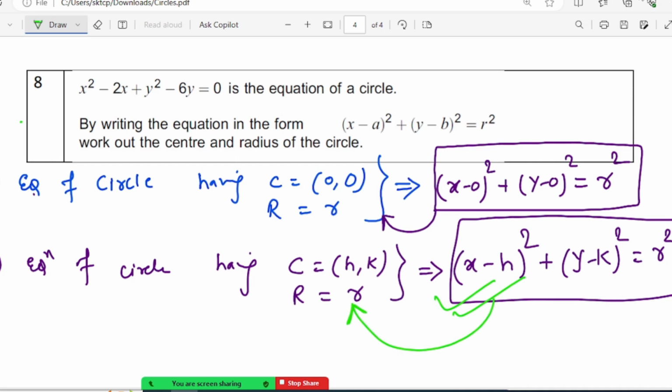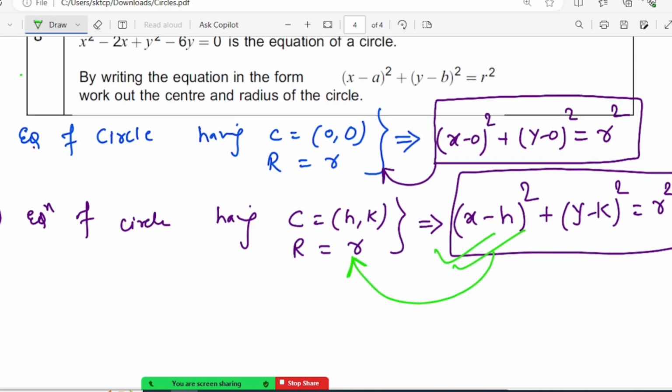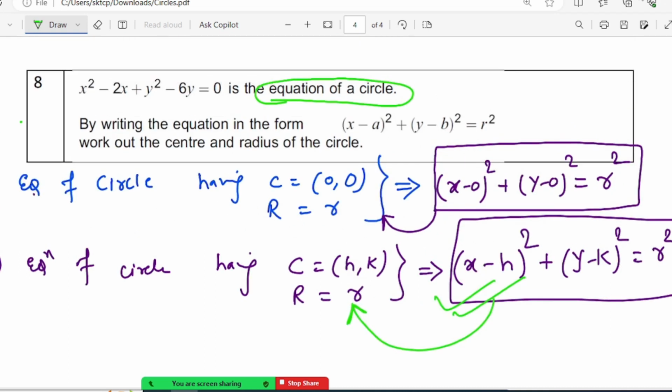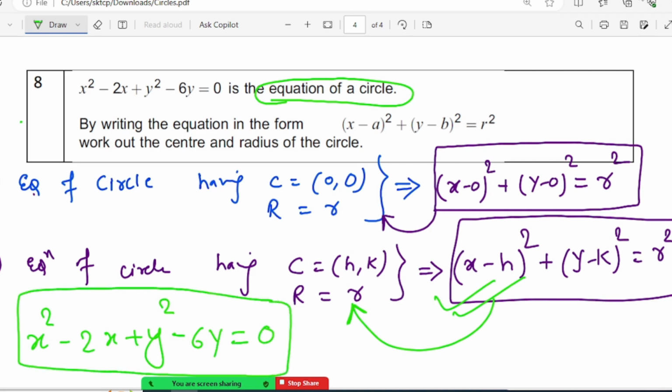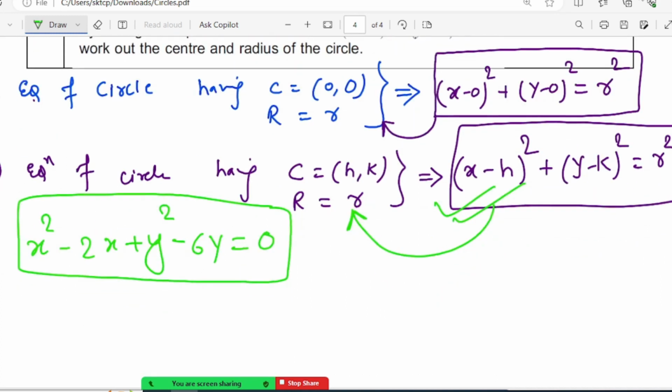Now the next question is how I can identify that a given equation is an equation of a circle. For example, here it's given, but there are other curves also: circle, parabola, ellipse, hyperbola. Then you have to identify whether the given equation is the equation of a circle or something else. Can you tell me how we identify that? What are the conditions? Do you know?